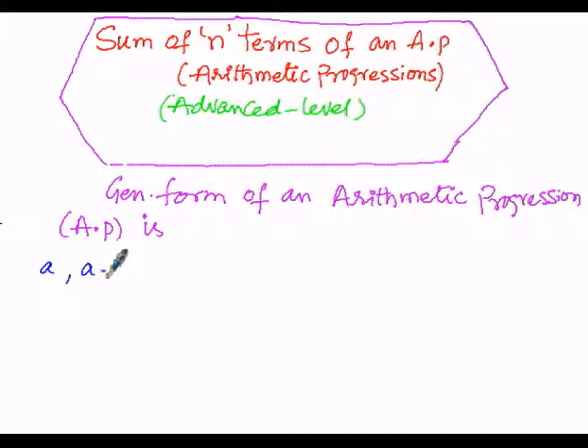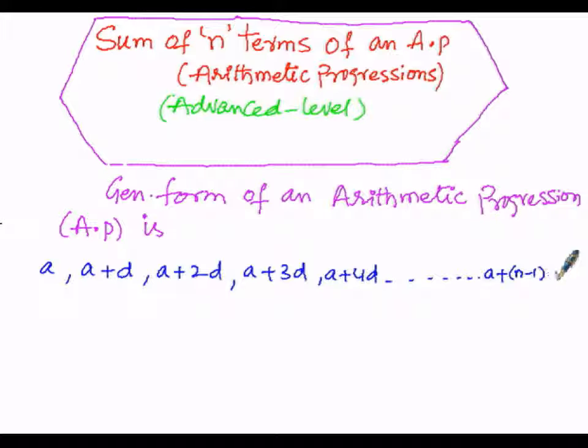a plus d, that is 1d, a plus 2d, the coefficient of d is 2, a plus 3d is the fourth term, 1 less, that is 4 minus 1 is 3d. So here a plus 4d will be the fifth term, 5 minus 1 is 4d, and so on. So here the nth term will be 1 less, that is n minus 1 into d. A plus n minus 1 into d is the nth term of the arithmetic progression.